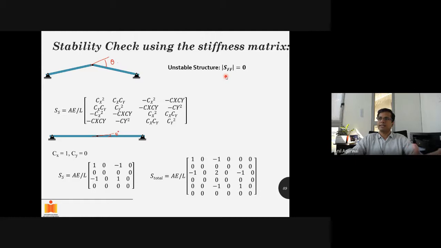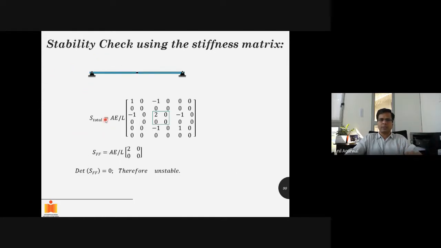So of course you have to have SFF. So the determinant of SFF, if it is 0, then it is an unstable problem. If it is positive, it's a stable problem. So this I'm doing through an example here basically.